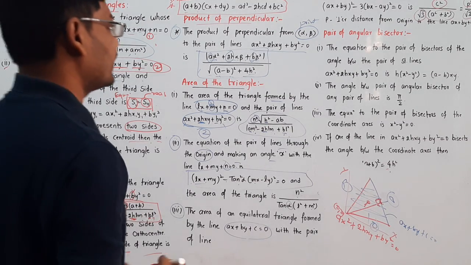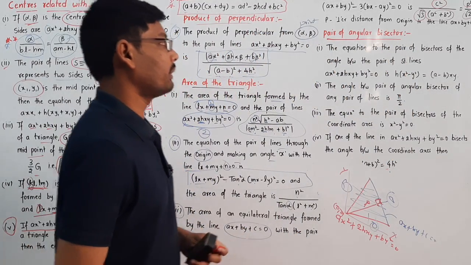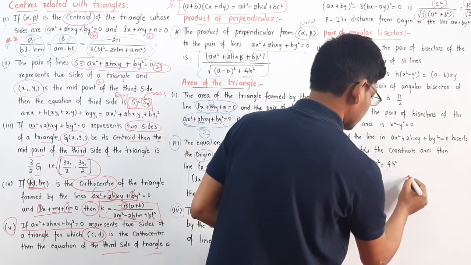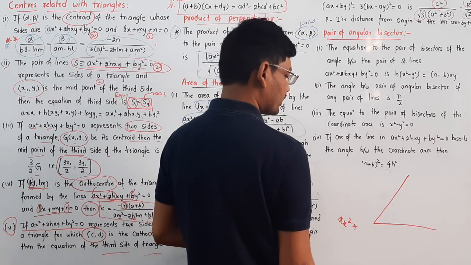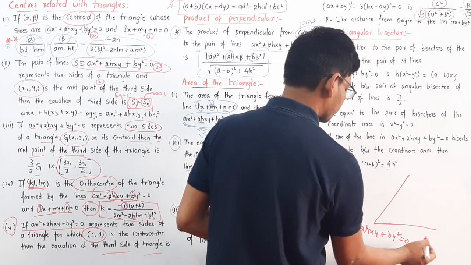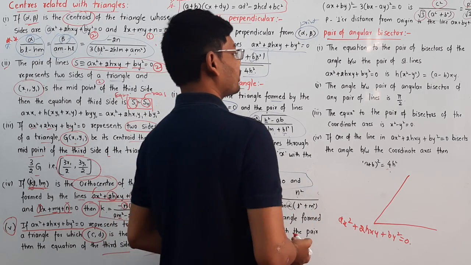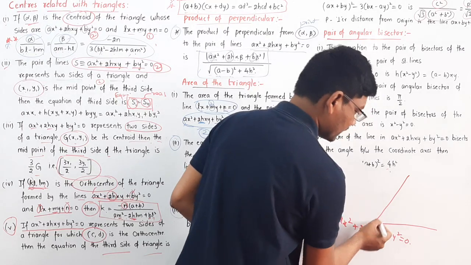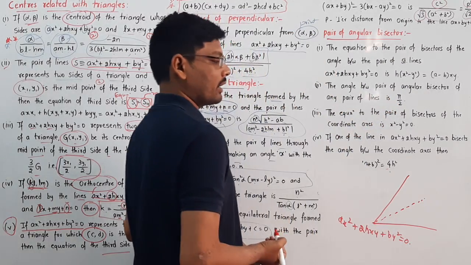The next topic is the pair of angular bisectors. The topic name is pair of angular bisector. For example, I am taking a pair of straight lines whose equation is ax square plus 2hxy plus by square is equal to 0. Now the equation of the pair of bisectors of the angle between this pair of straight lines, I am taking the angular bisector of this pair of straight lines.